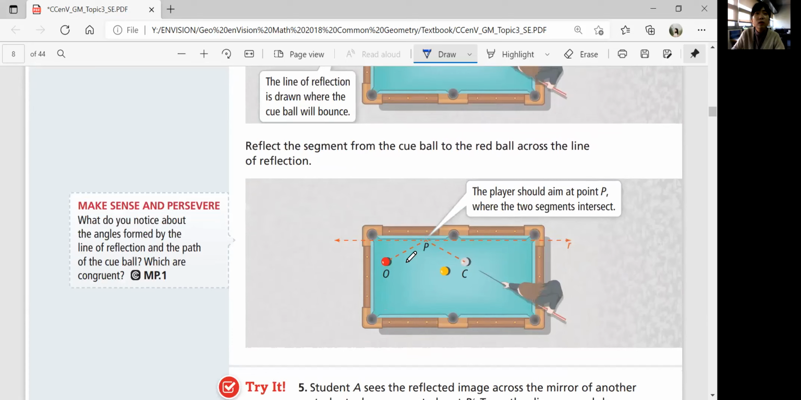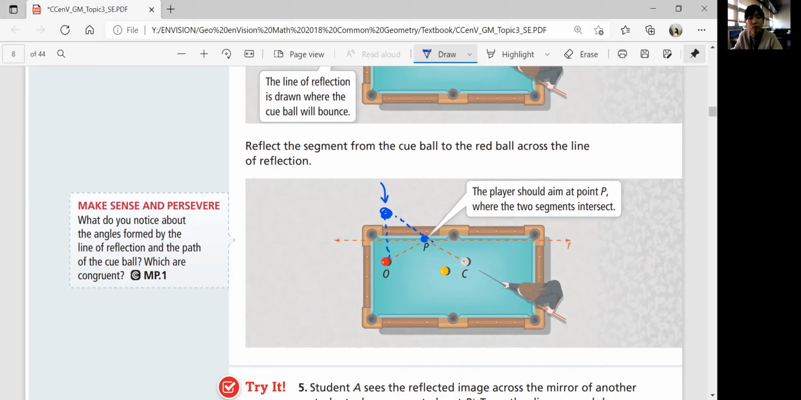So think about the reflection right here. It should be the same distance. And if you are aiming to hit a ball that's over here, which is outside the table, you should get a straight line and it should be the same angle from the reflection to where the ball is going. Okay, the player should aim at point P over here where the two segments intersect. Okay, what do you notice about the angles formed by the line of reflection and the path of the cue ball? Why does this make sense? Which are congruent?